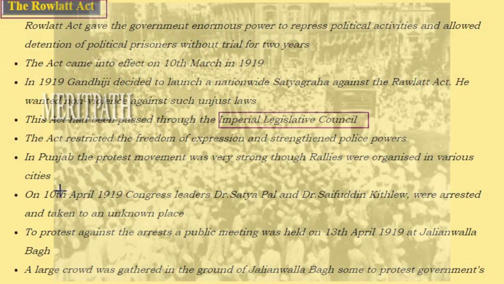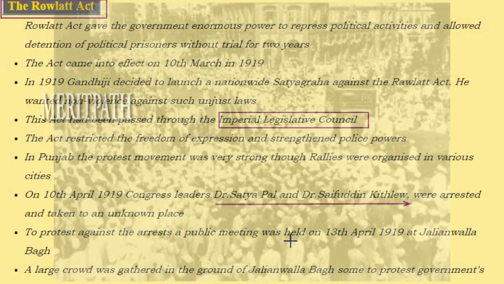In Punjab, the protest movement was very strong, and rallies were organized in various cities. On 10th April 1919, Congress leaders Dr. Satyapal and Dr. Saifuddin Kitchlew were arrested and taken to an unknown place.